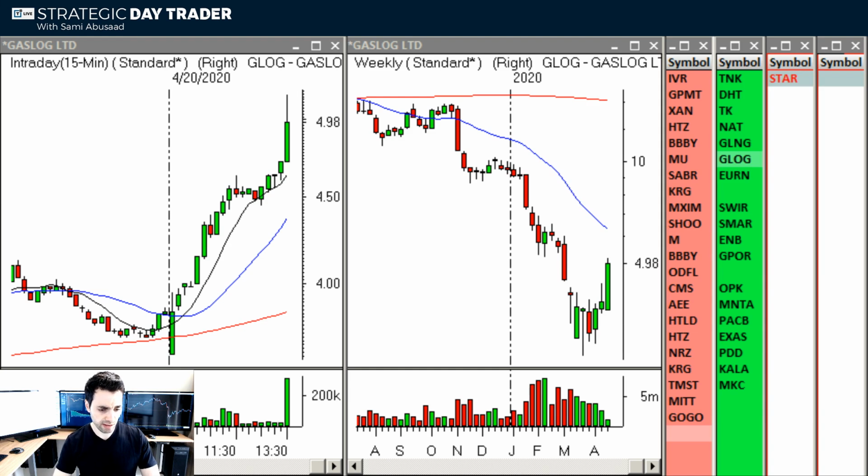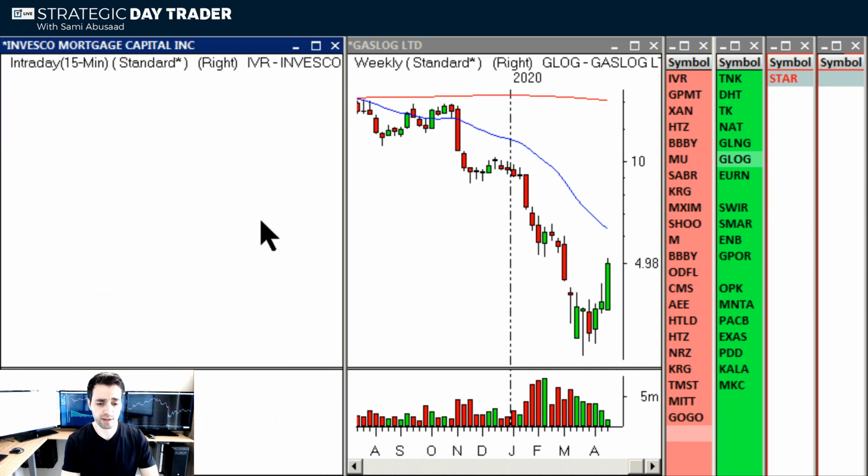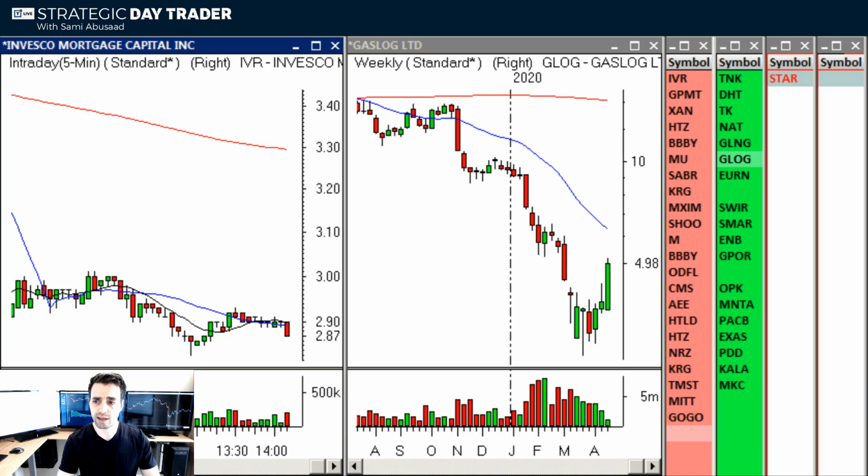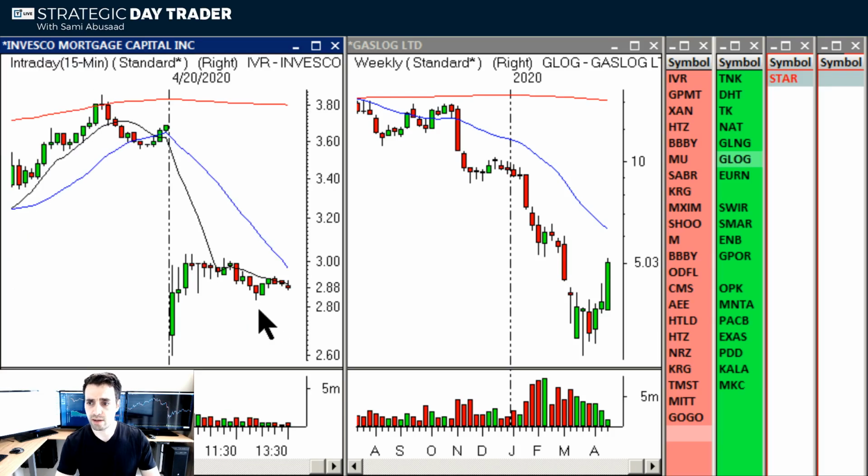IVR is coming in a little bit. I wonder if it's any good, IVR. And this probably topped out. G-log. Let's take a look at the IVR. Sell setup on the IVR. Market, big red bar. Wow. It's almost like news in the market.